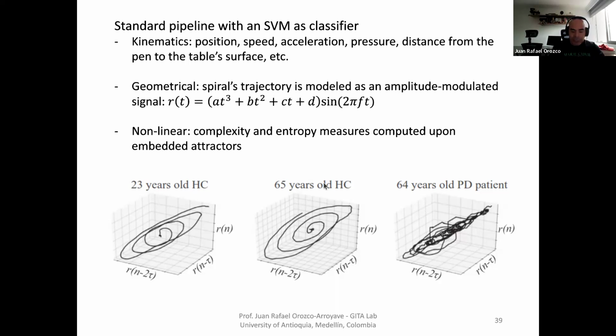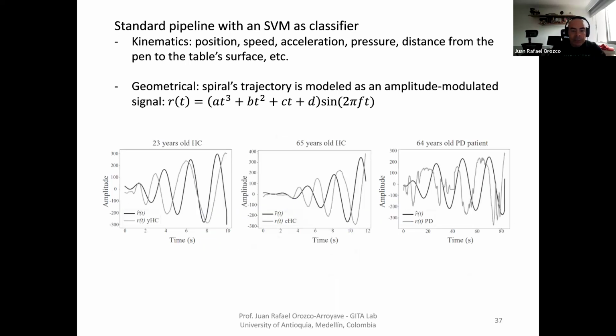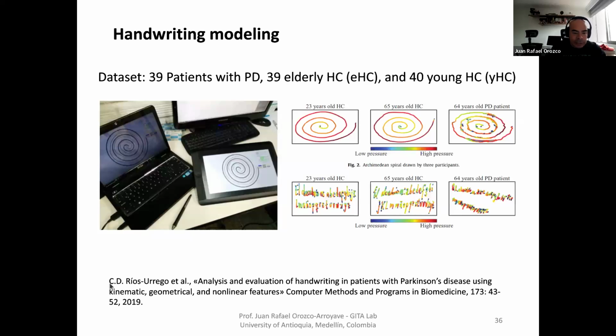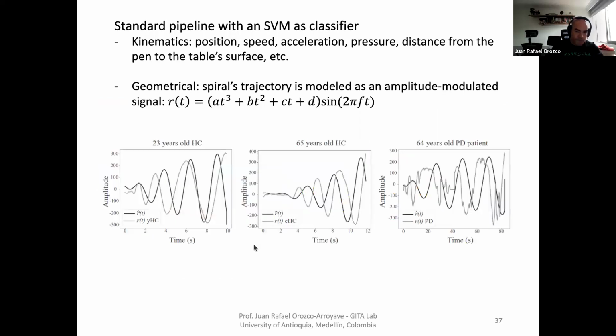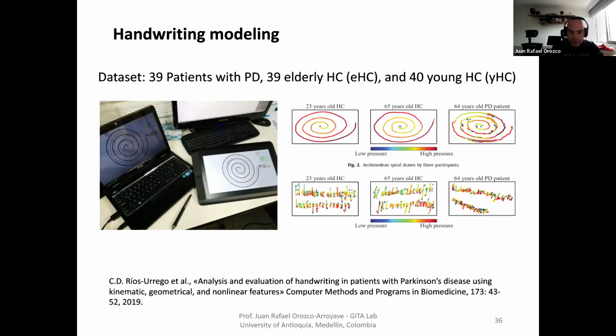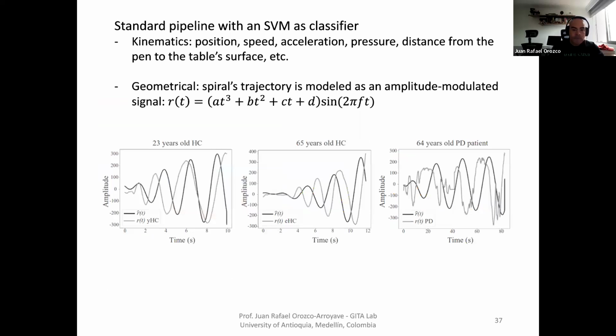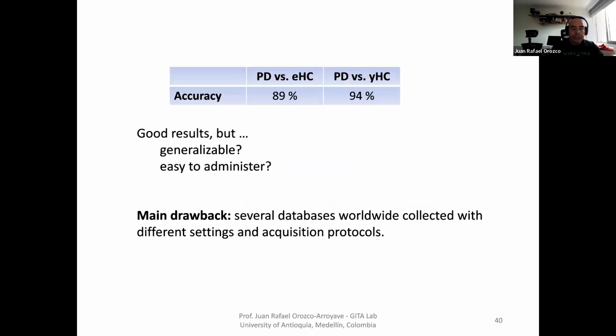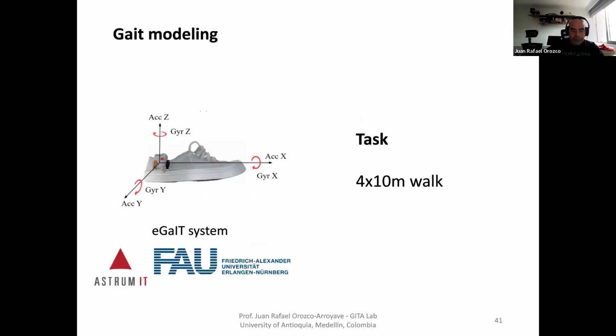If you want to see more details about these experiments, you may want to read this paper, okay? Which is written in slide 36. Okay, so there were several drawbacks to continue digging into handwriting.